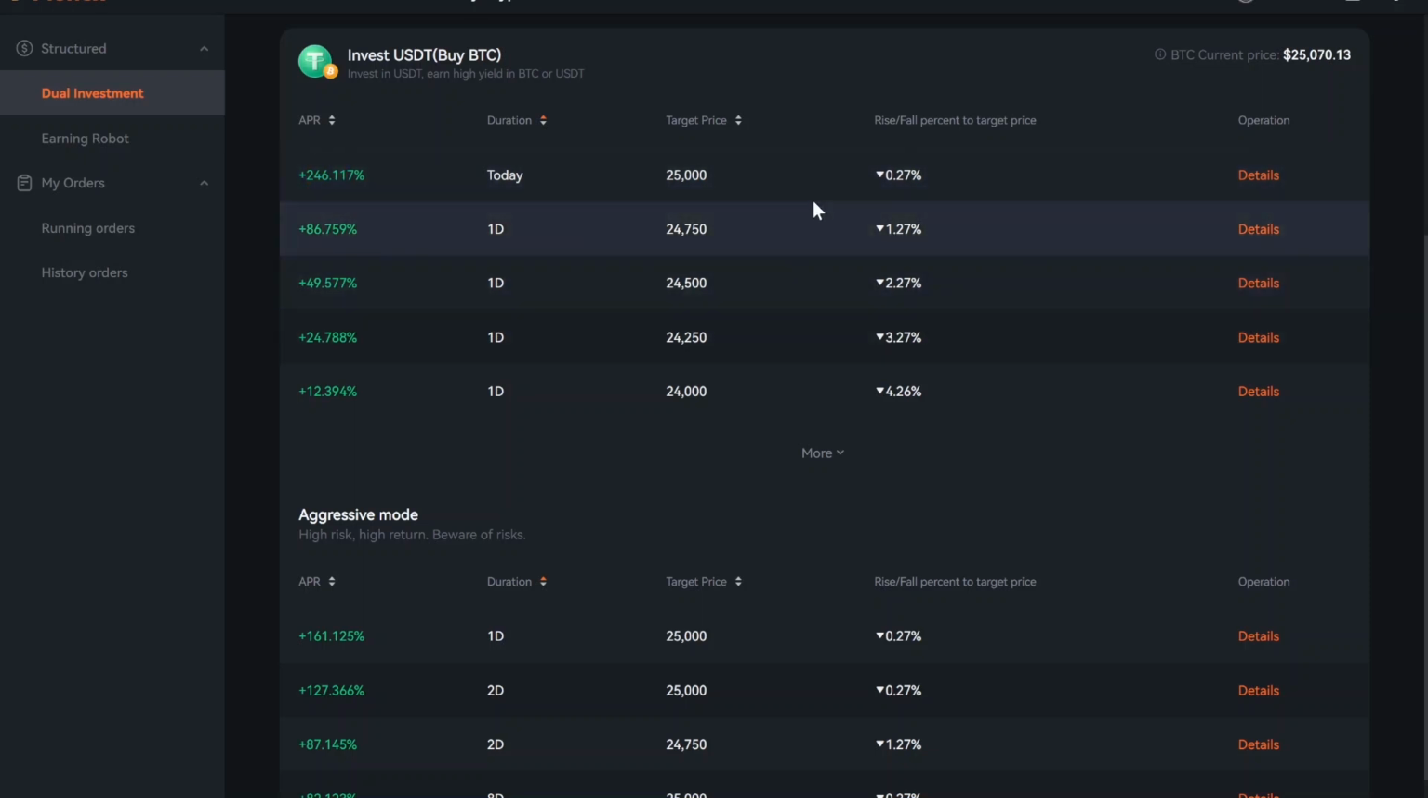246% APY. So if you do like this level and you do want to buy Bitcoin at 25K, you could earn this interest on this as well.